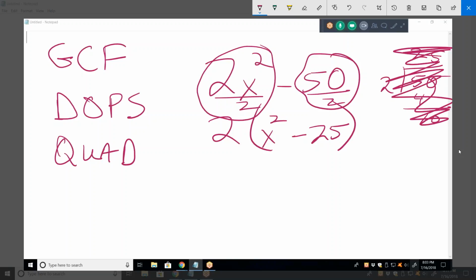All right. Now, we've separated it into 2 times x squared minus 25. What's the next step? Can I factor that further? When they want you to factor something, they want you to factor it all the way down, if it can be factored all the way down. In other words, don't stop. If we were to stop now, we wouldn't have finished factoring it, because this can be factored further. What's the next thing? I've taken the greatest common factor out. I can't do any more of that. How about dopes? Can I apply dopes?